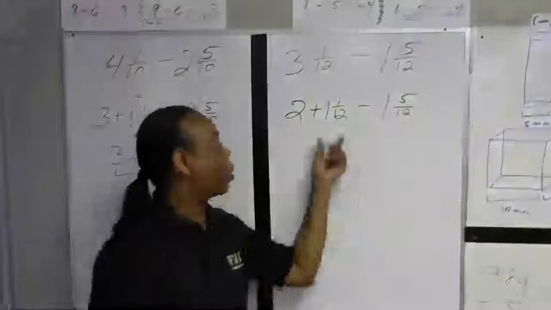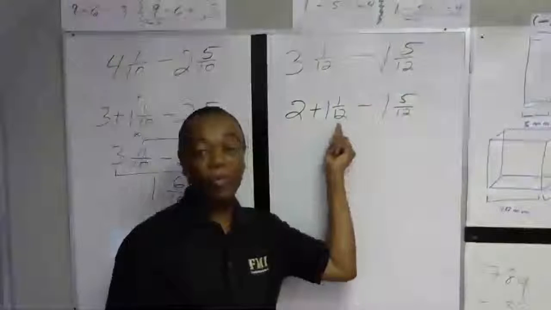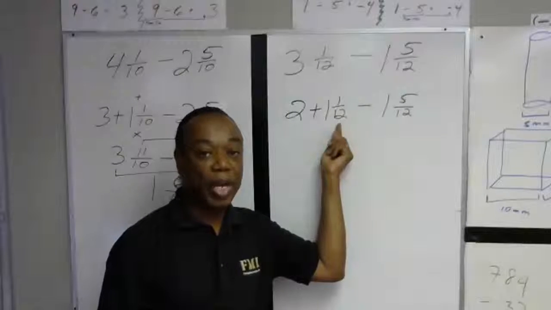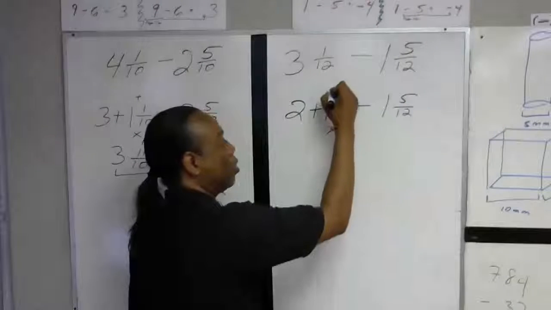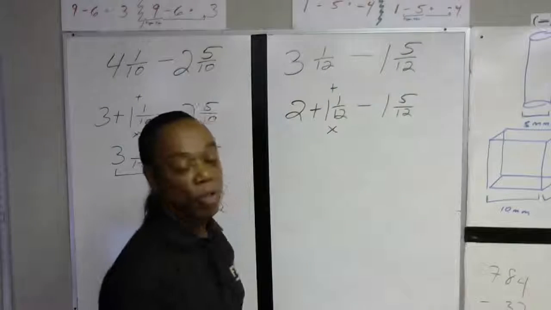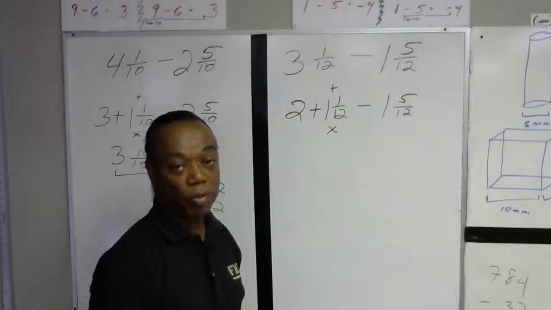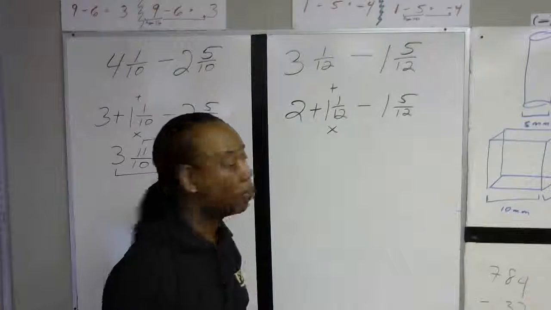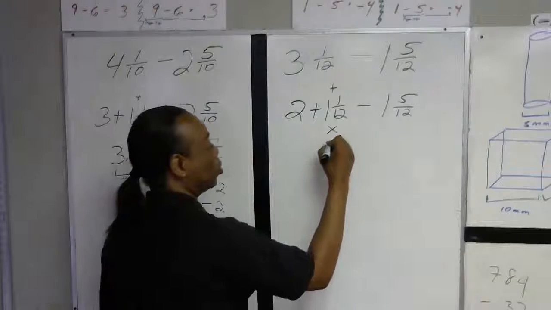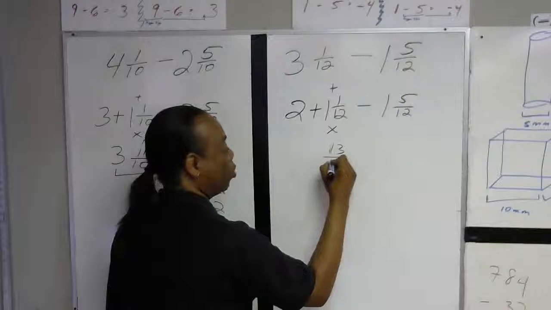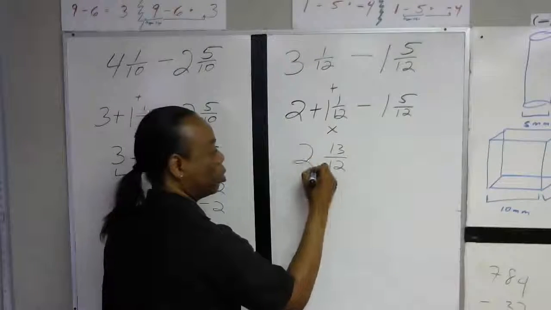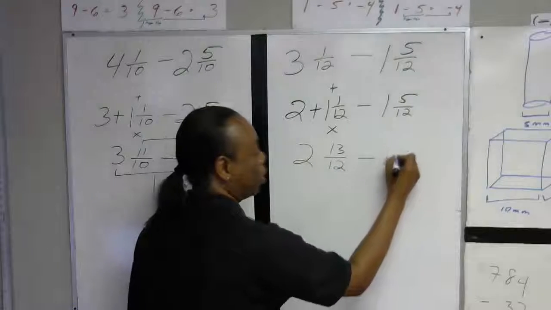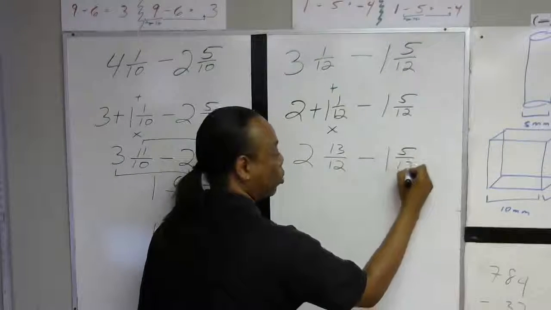All right, now I'm going to combine my mixed number here and make it into an improper fraction. So 12 times 1 and then plus 1. 12 times 1 is 12, plus 1 more is 13. So this will be 13 over 12. The 2 comes down, the negative, the 1, and the 5/12 also comes down.